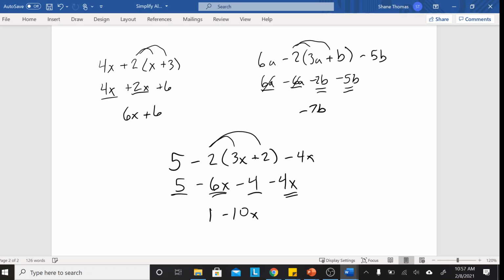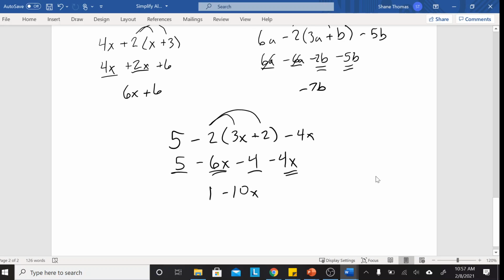Now, this answer here of 1 minus 10x, that is exactly the same as negative 10x plus 1. Either one of those is fine. Neither one of those is wrong at all. All right. Any questions, guys?